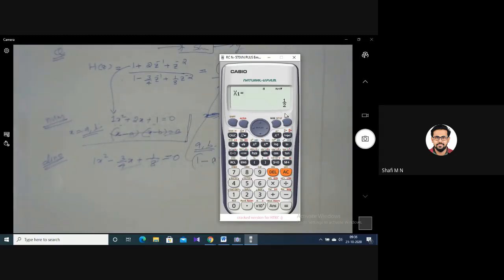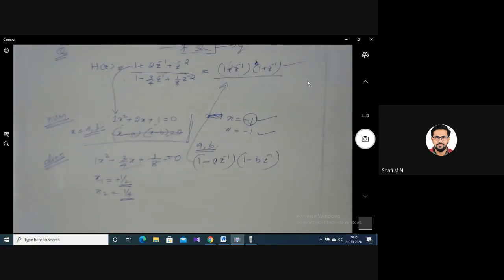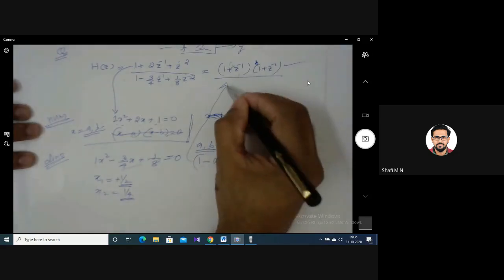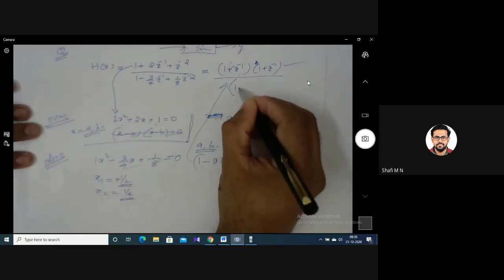So x1 is 1 by 2. That is one particular solution. Let me write that. x1 is equal to 1 by 2. And x2, what is the next solution? 1 by 4 is the other solution. So you have two solutions since it is a quadratic equation, 1 by 2 and 1 by 4. So then can you tell me this particular polynomial? 1 minus, tell me.